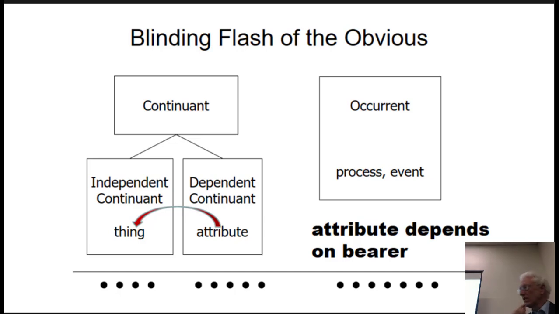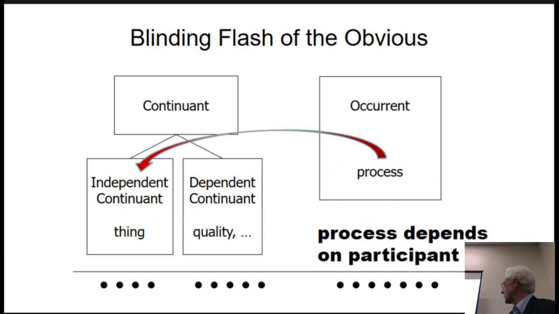Now there is a dependence relation. Attributes depend on their bearers. My temperature depends on me. You can't have my temperature. You can have an exactly similar temperature. And similarly, processes depend on their participants. So my waving my arm depends upon my arm.